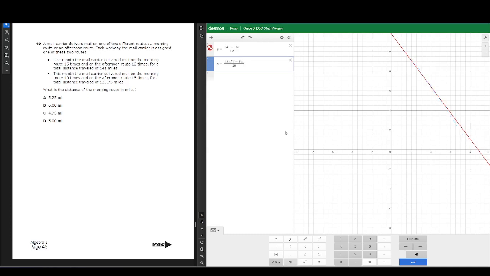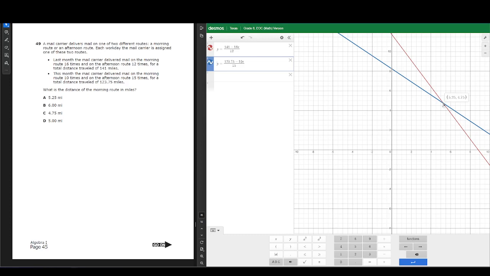No, I took the wrong one away, didn't I? Whoops. This was 15y. Okay, so we're going to take the 10x to the other side by doing minus 10x, and then we're going to divide this whole side by 15 to get rid of that. And see where they cross is at 5.25, 4.75. So that's telling us the morning route is 5.25 miles, and the afternoon route is 4.75 miles.